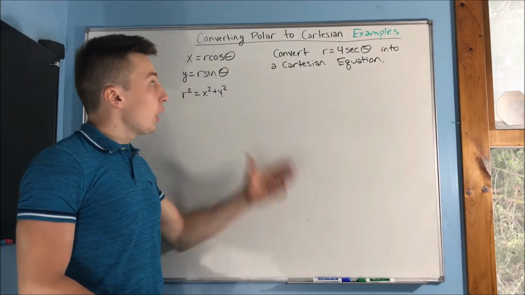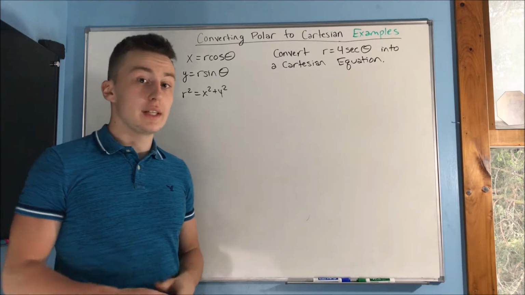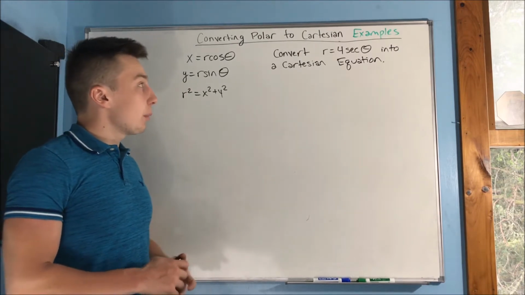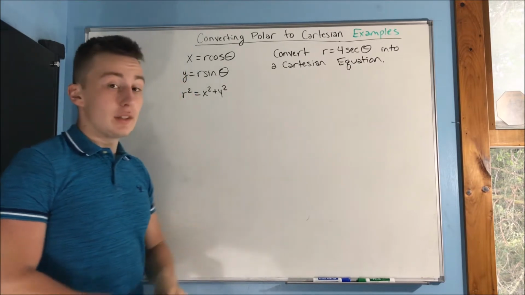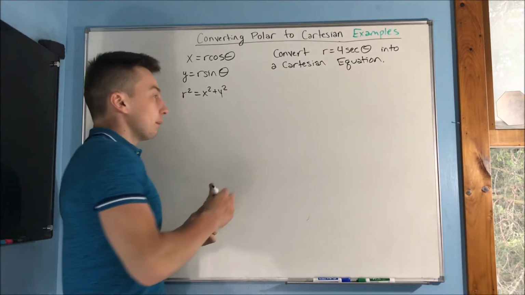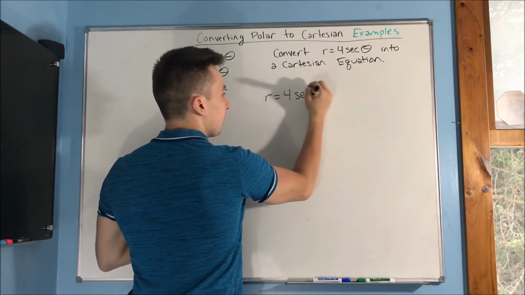Alright, so in this video, we're going to be doing some examples of converting polar equations into Cartesian equations. So we have our first example up on the board here. We want to convert r equals 4 secant theta into a Cartesian equation, okay? So let's write that down here. We have r equals 4 secant theta.